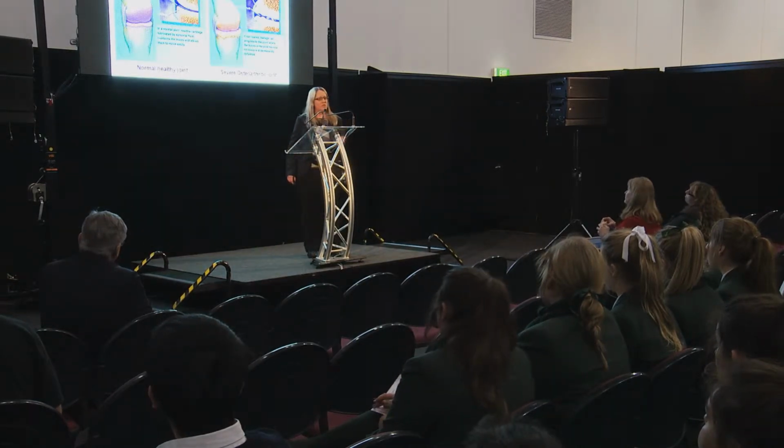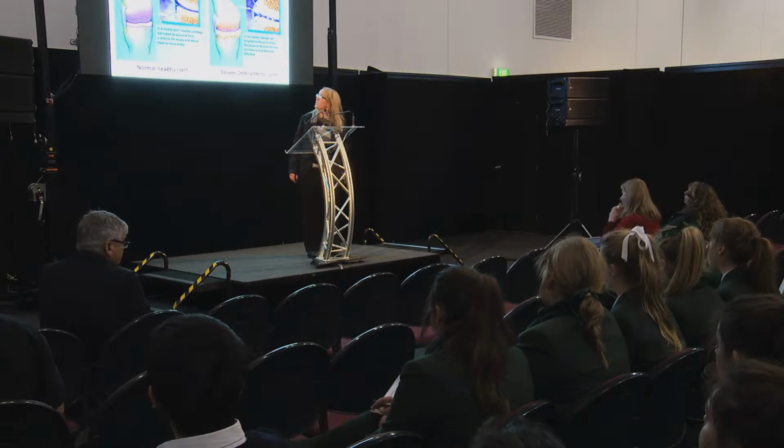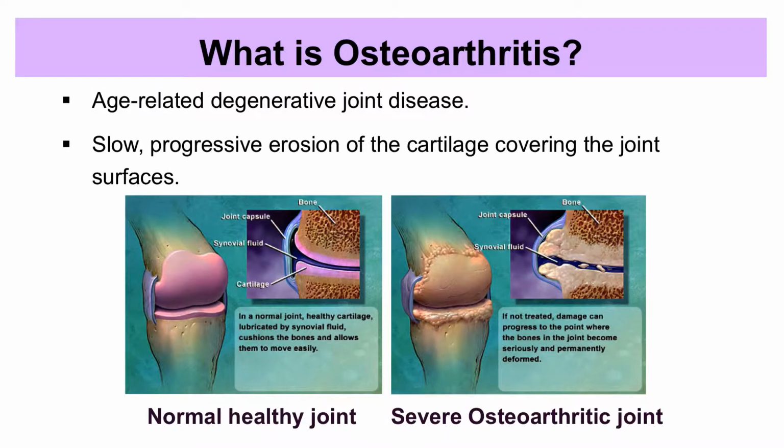So firstly, what is osteoarthritis? It is an age-related degenerative disease. A normal joint here results in loss of articular cartilage, and you get changes in the bone and a remodeling of the joint, and I'll talk about some of the symptoms of this disease.